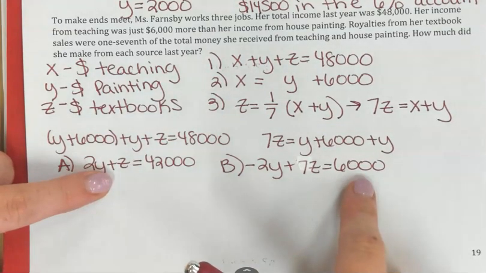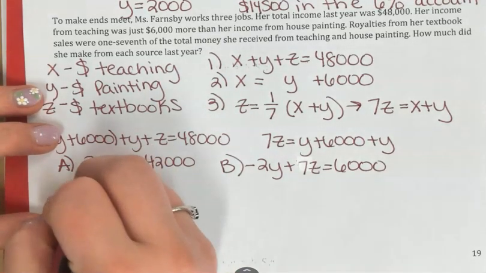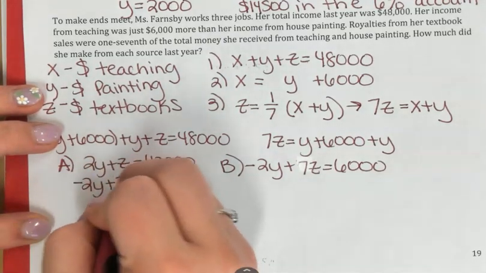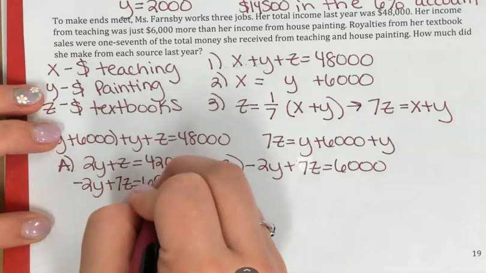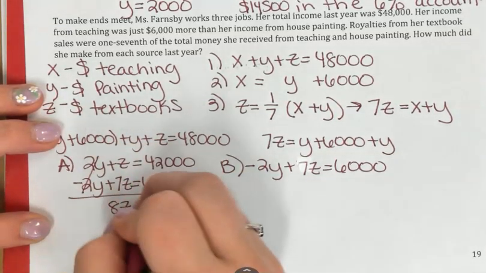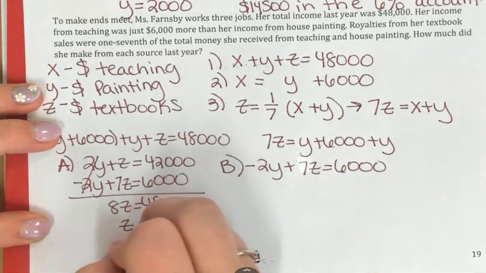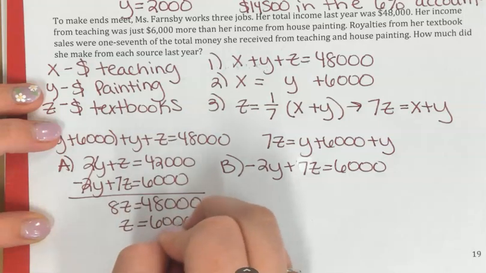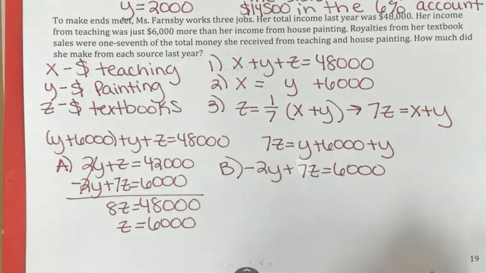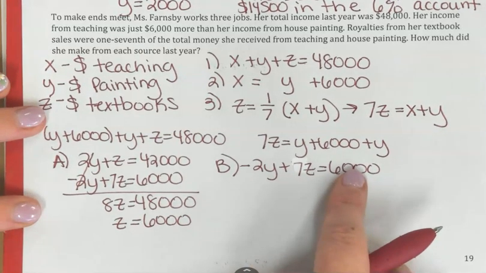Now, looking at these as they are written, my y's are going to cancel without me having to do any manipulation. So I'm going to go on to do elimination here. And I get that 8z equals 48,000. If I divide both sides by 8, I'm going to get that z is 6,000. Once I know z, I can find y pretty quickly.